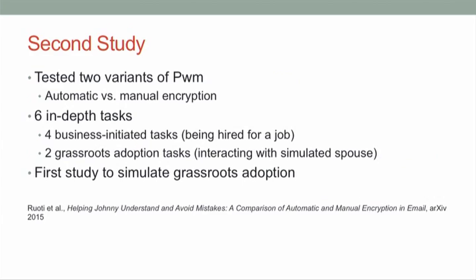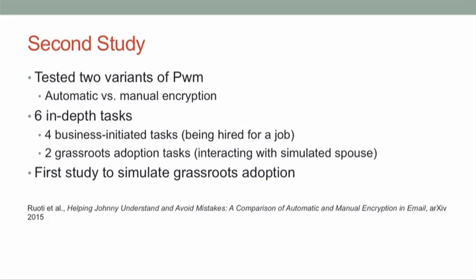When we did our second study, this is where we created the two variants of POEM and did a proper A-B test. We expanded our task so that we were simulating a company sending me a secure email, requesting that, maybe during a hiring process, I send back my information to be hired. We also simulated a sort of grassroots adoption: now that the user is using secure email, suppose they wanted to exchange a sensitive message with their spouse, what would they do to get someone else to return them a secure email message?